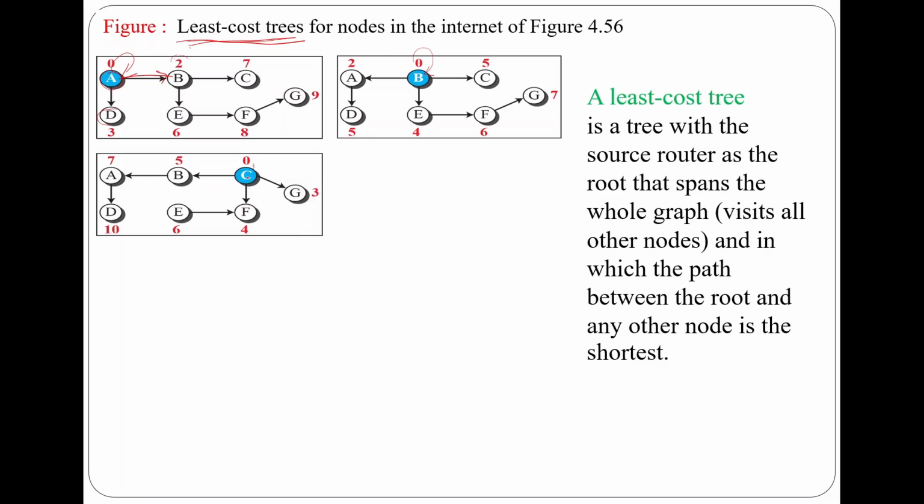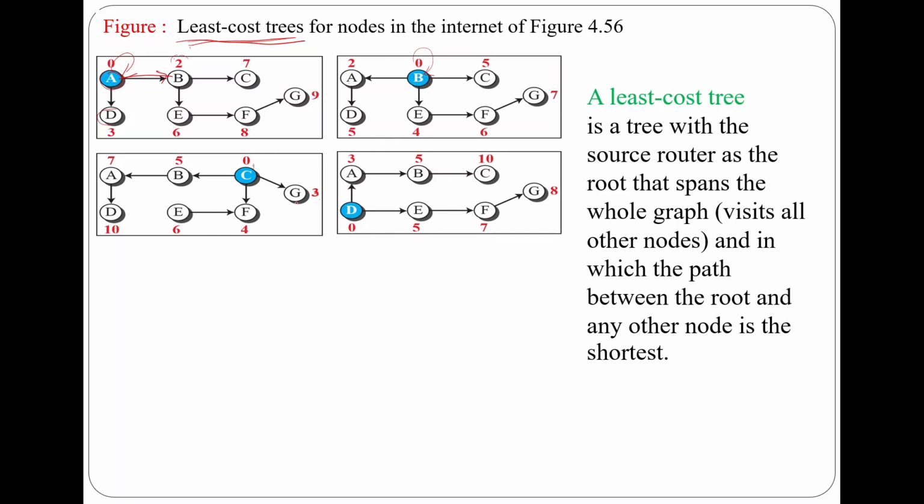Okay, from C to G, what is the cost given? What is the cost given here? 3. Yes. So similarly, you can understand all the figures. It is very easy.